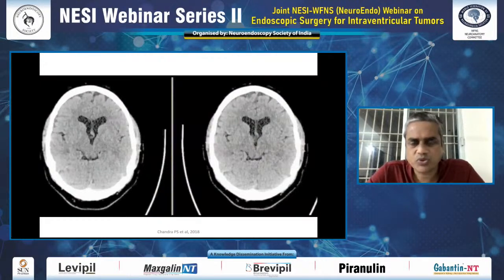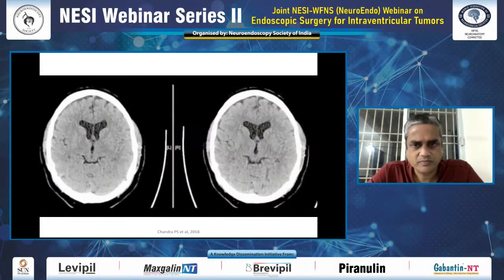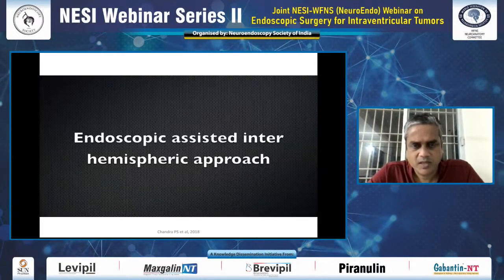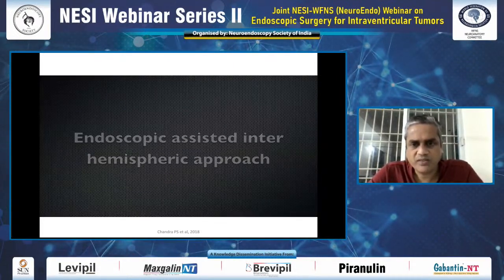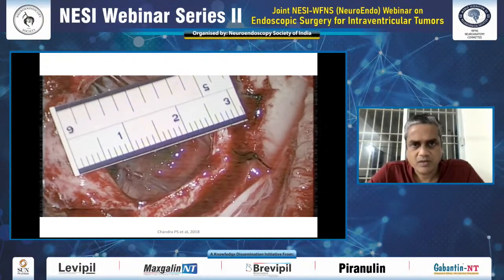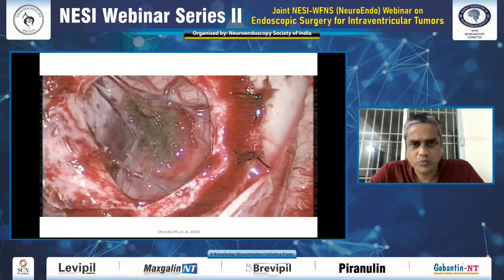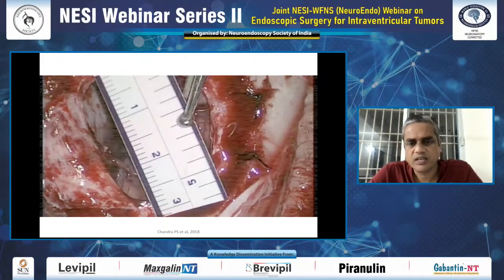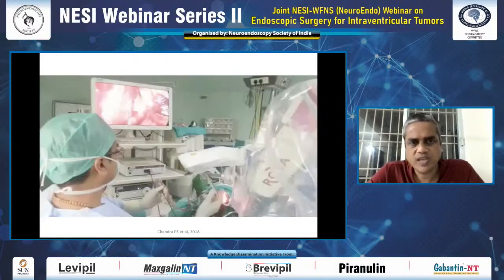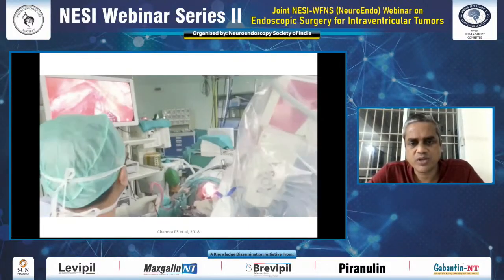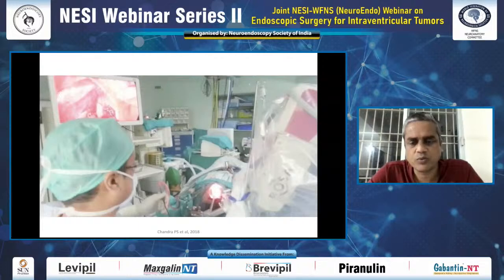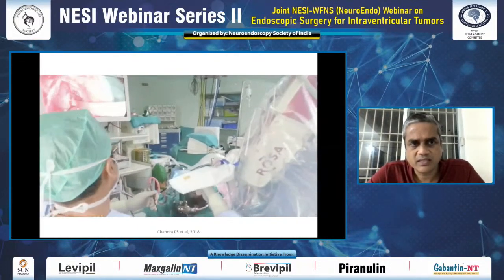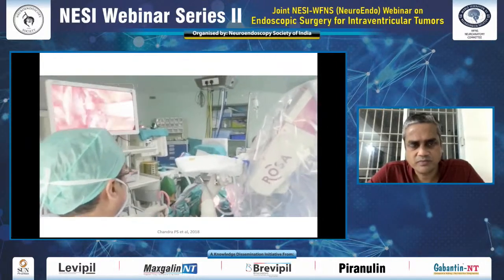So that is a post-operative CT scan. Now, using endoscopic assistance, that is opening again. Now, this is an interhemispheric approach. So obviously, I don't use a syringe here, but I use the same kind of technique which we have developed for endoscopic hemispherotomy. That is an endoscope tagged to a robotic system. And it is through a small craniotomy.